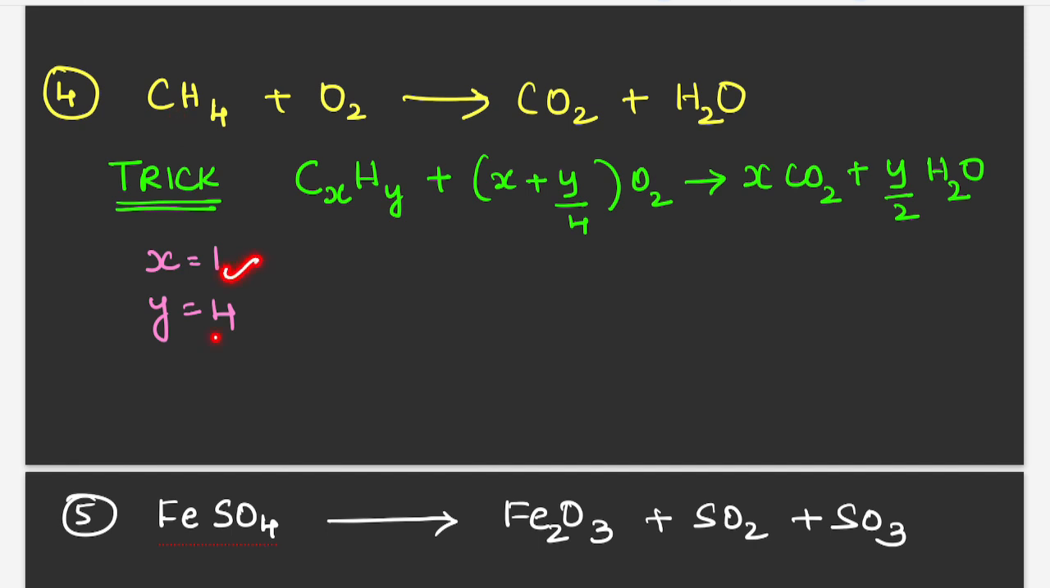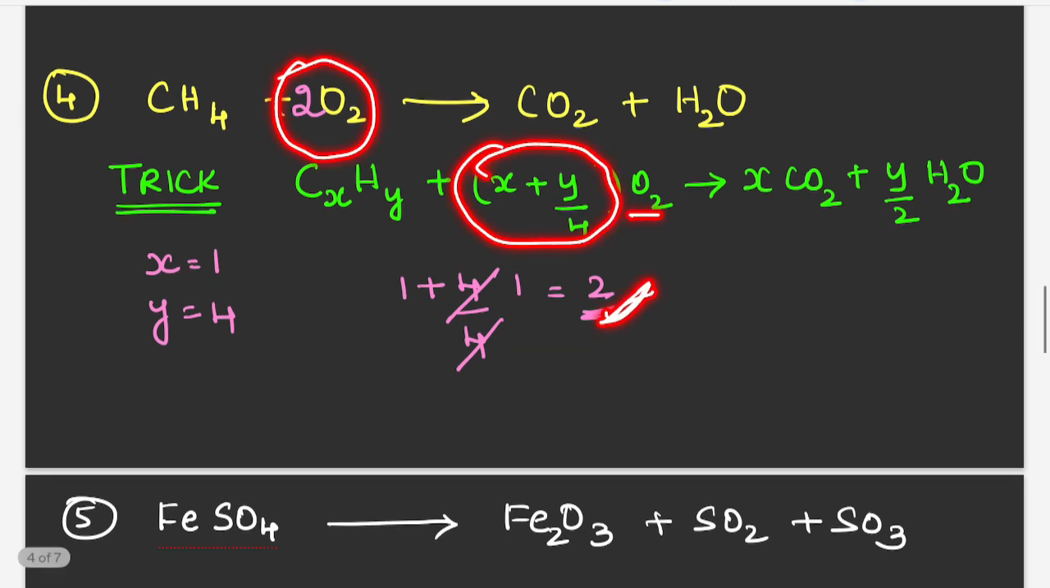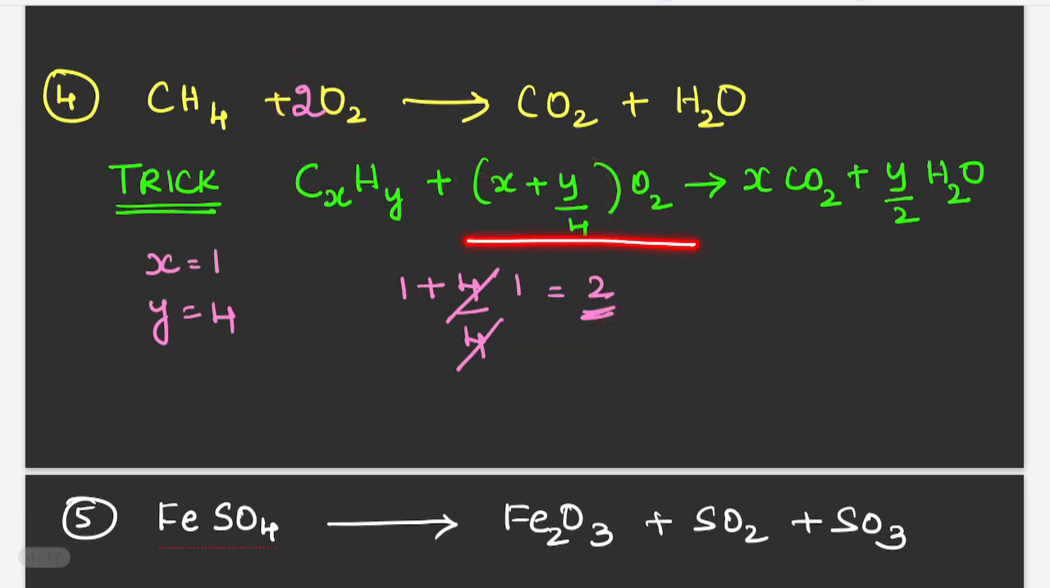After getting the x and y values, we are going to balance this. To balance oxygen, you have to add x plus y by 4. What is x? 1, plus what is y? 4 divided by 4. 4 and 4 will get cancelled. 4 ones are 4. So you will get 1 plus 1 is equal to 2 as the answer. So here I'll be writing 2. Is that clear? Use this formula, and the value you get, you write for the oxygen. That is how we balance oxygen.